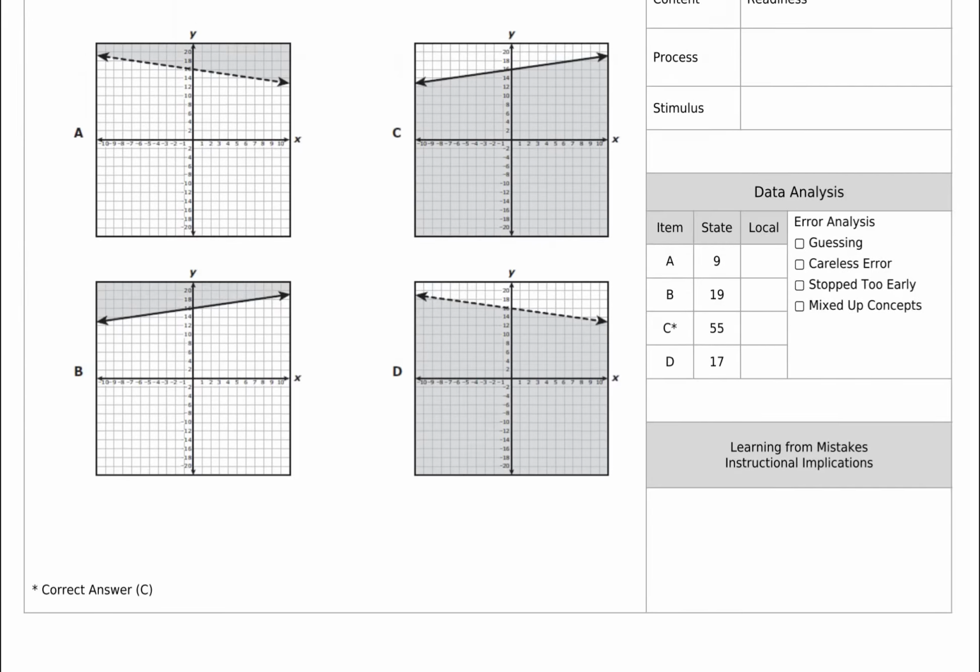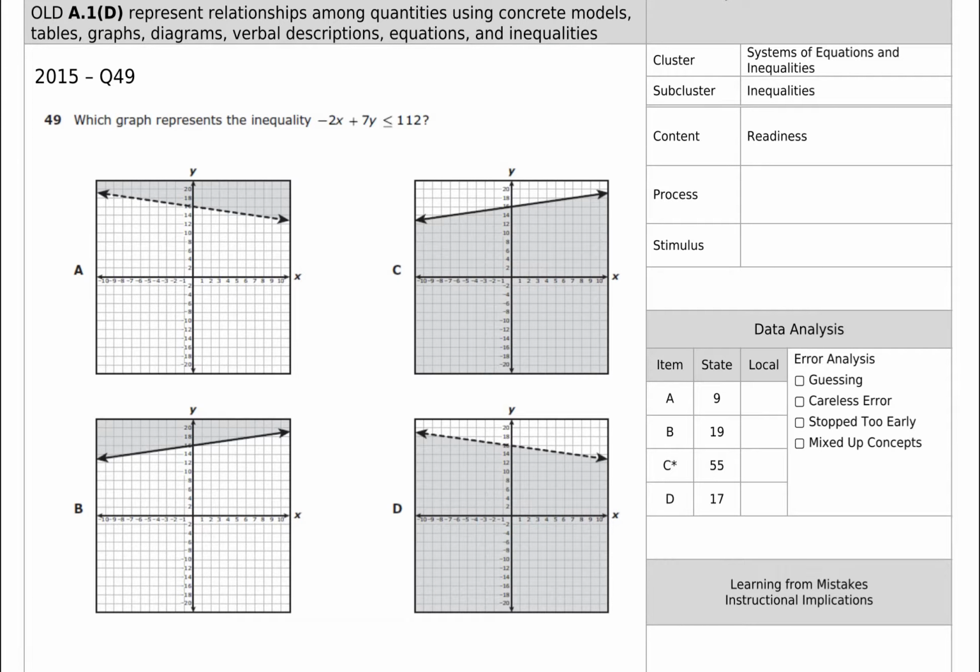All right, last problem. We have to remove it from standard form. Plus 2x, plus 2x. 7y is less than or equal to 2x plus 112. Divide by 7, divide by 7. Y is less than or equal to 2/7 x. And then 112 divided by 7 is equal to 16. And we check the y-intercept, 16. That checks out, that checks out, that checks out, that checks out.